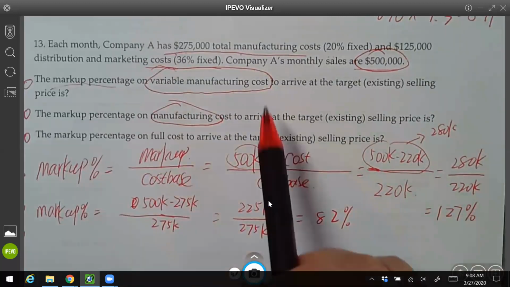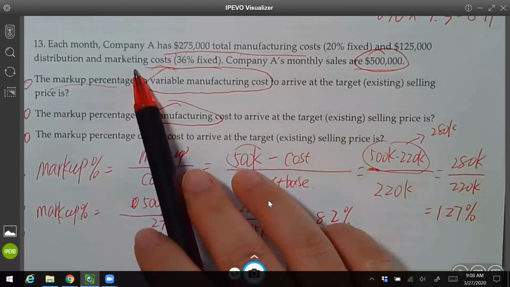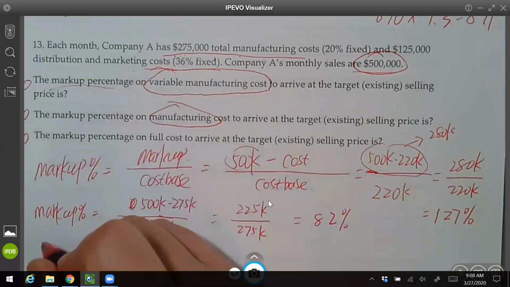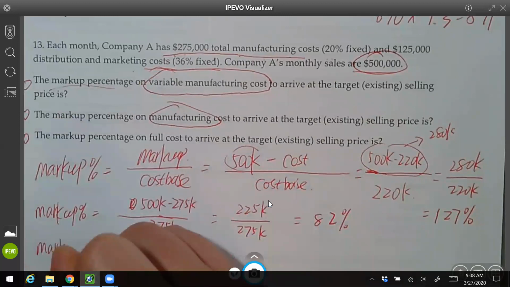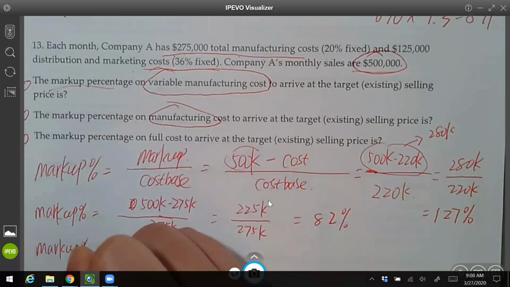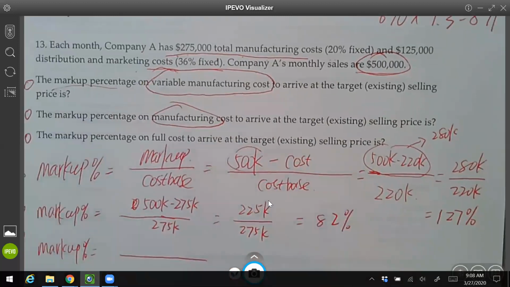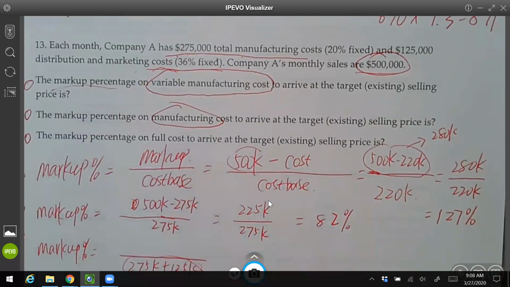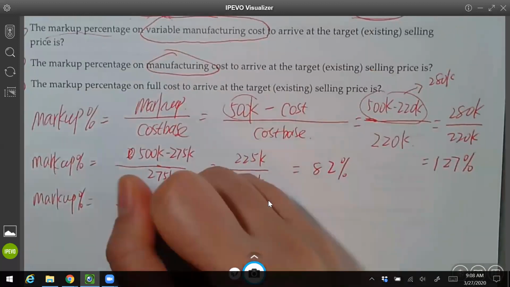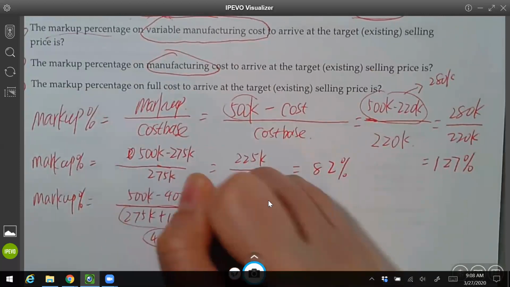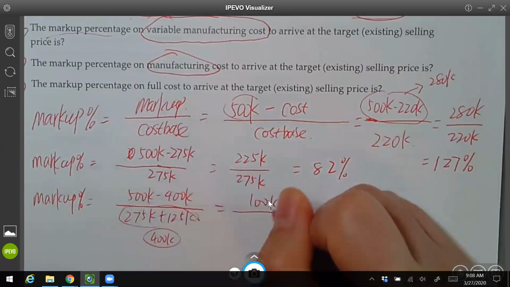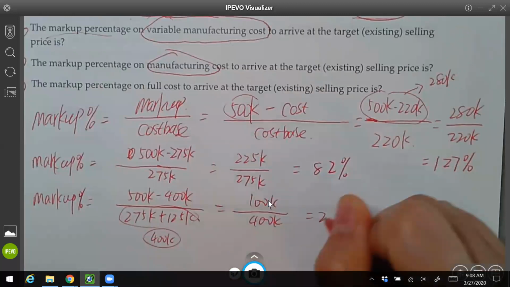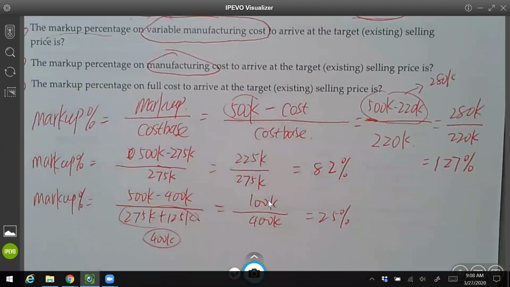Next, the last one is the full cost. Full cost will be manufacturing plus your period cost, so the full cost will be 275 plus 125, which gives us 400,000. So our markup will be 500,000 minus 400,000, so 100,000 divided by 400,000. I get 25%. Easy peasy.